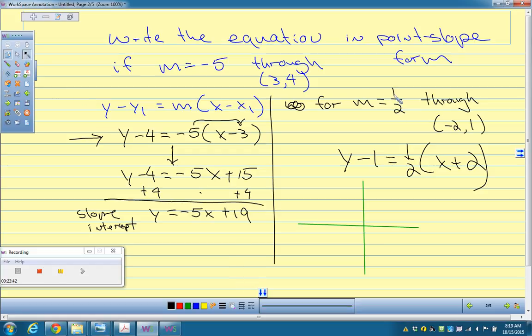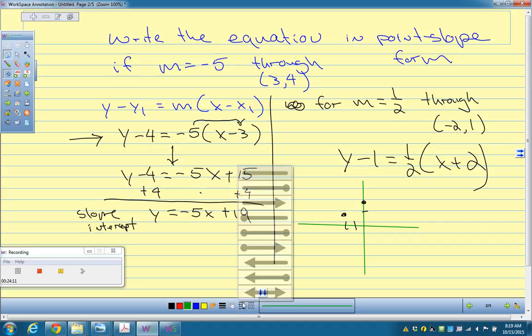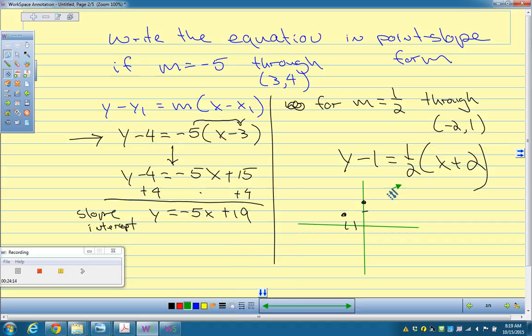You know that it has a point, (-2, 1), so -2 and up 1. You know that it has a slope of 1/2. So instead of starting at the y-intercept, I'm going to start at that point, and I'm going to use the slope. I'm going to go over 2 and up 1, right? And then I could graph my line through those points, kind of like that. See? So instead of using the y-intercept, you use the point and then use the slope to graph it.